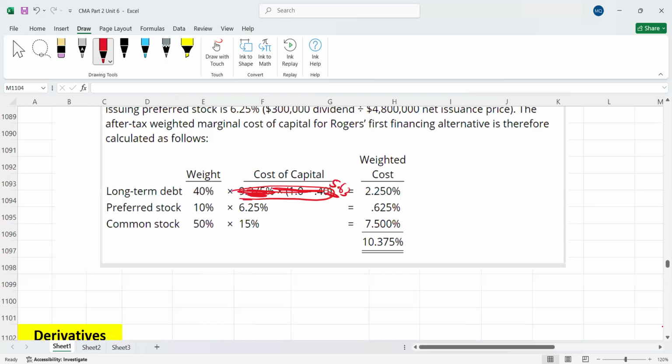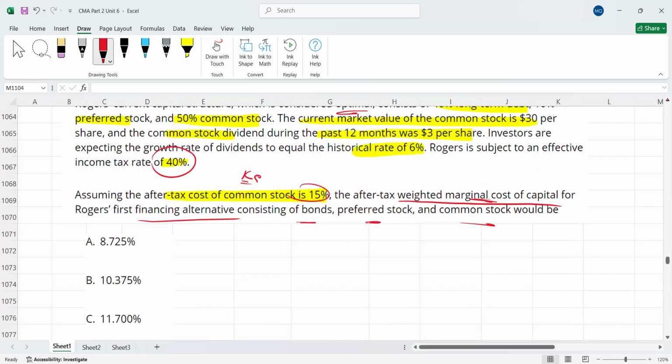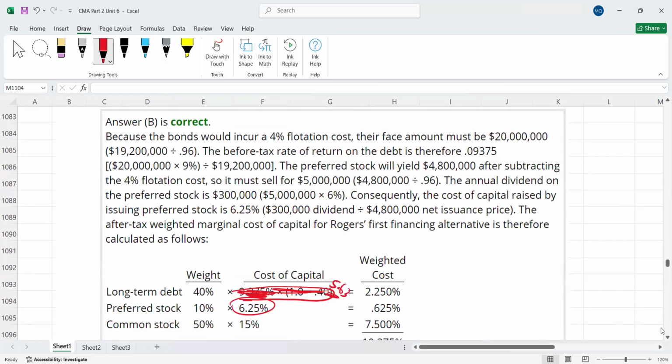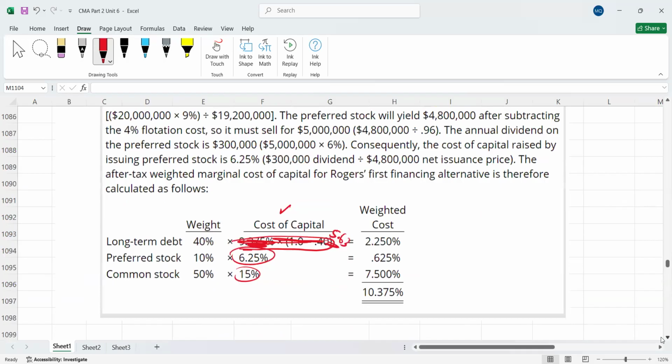6.25. Yes, correct. So now cost of equity is already given, which is 15%. We don't need to work on it. Otherwise, we can follow the dividend growth model. So it's 15%. Now we can calculate the WACC. How will WACC be calculated? The cost of each component of capital we have calculated already: for debt it is 5.63, for preferred stock it is 6.25, and common stock is given. And the weights are also given in the question.